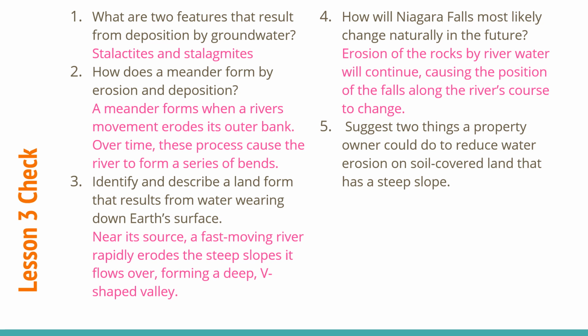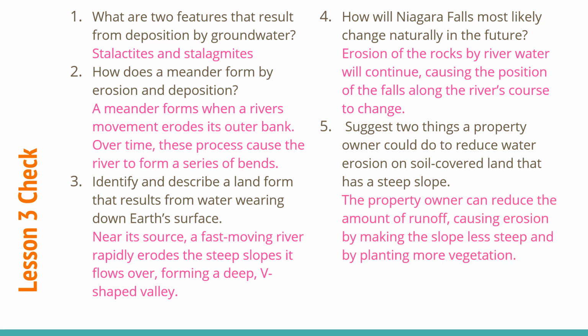Next, number 5, suggest 2 things a property owner could do to reduce water erosion on soil-covered land that has a steep slope. The property owner can reduce the amount of runoff causing erosion by making the slope less steep or by planting more vegetation, or a combination of both. And that finishes Lesson 3.